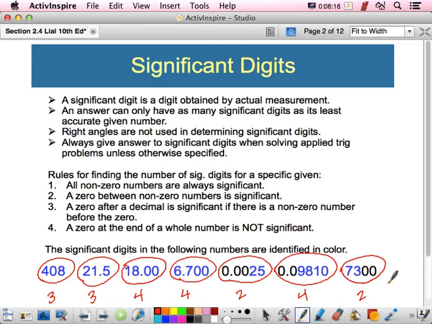So how many significant digits does 100 have? 1. All right, that has 1. How many does 101 have? 3. Okay, so that really makes weird sense, I guess. I just don't like it. Okay. Any questions about that? All right.